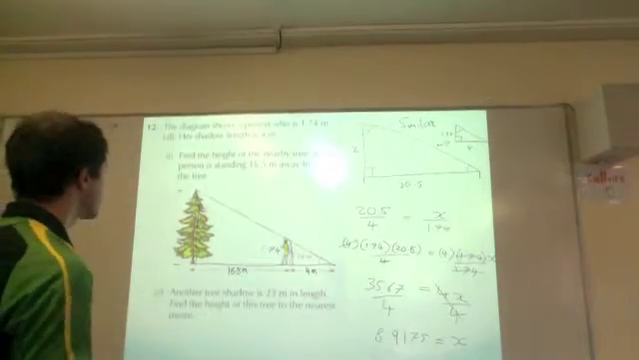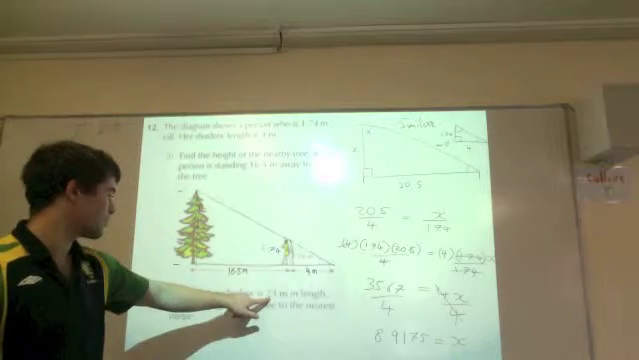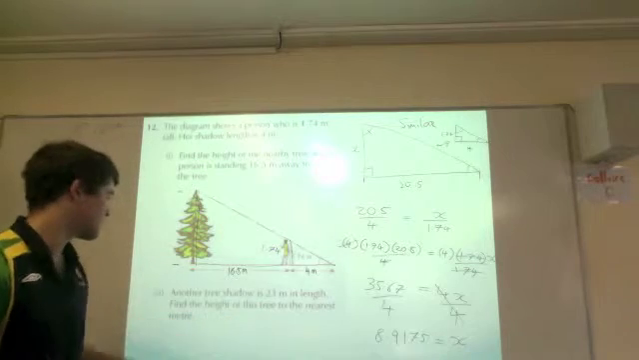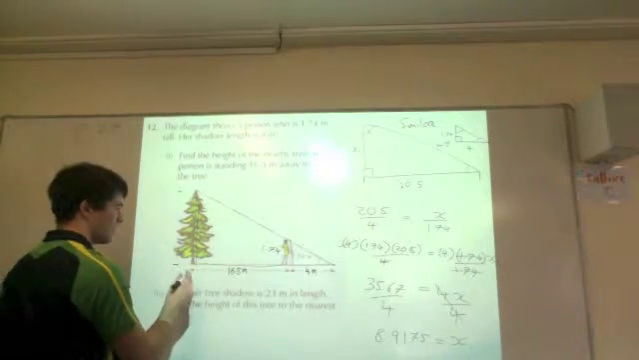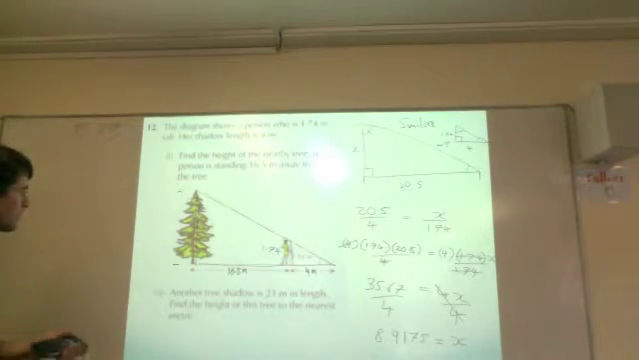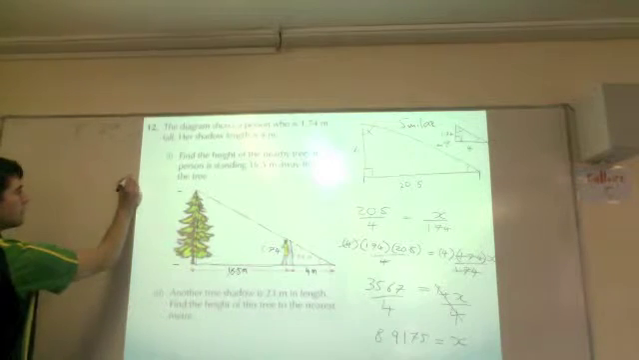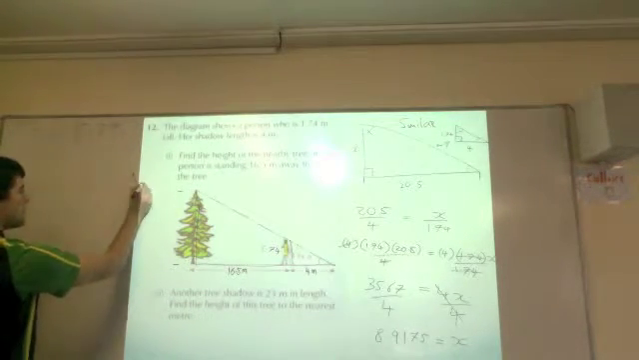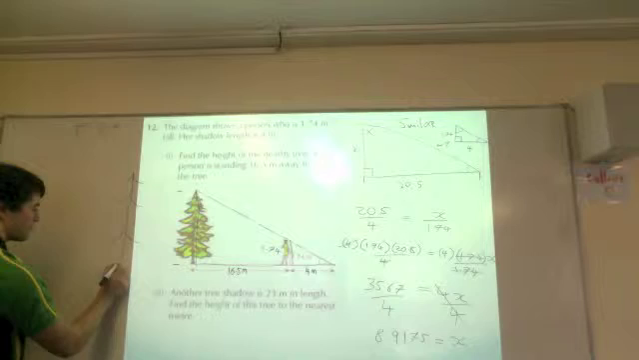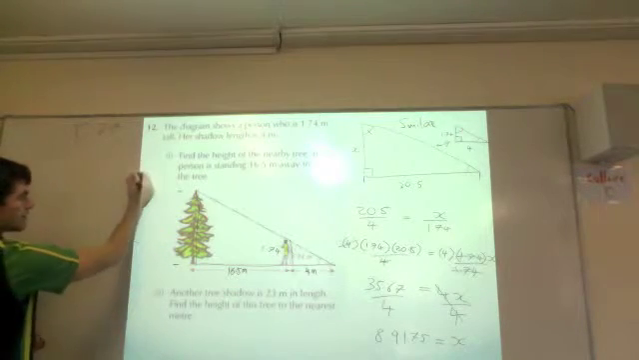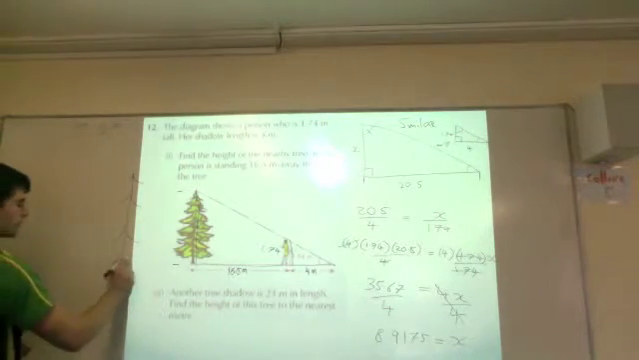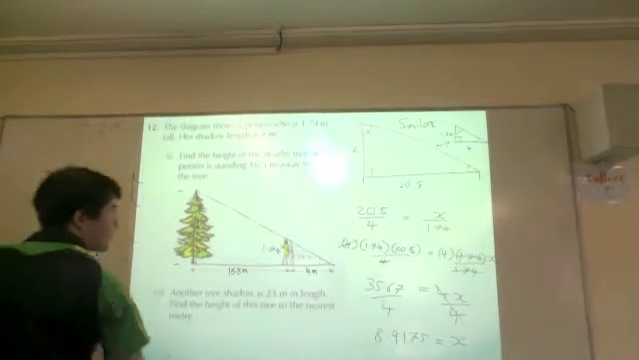Alright, that's part 1. So, part 2, another tree shadow is 23 meters in length. Find the height of this tree to the nearest meter. Okay, so, presuming that the sun is in the same place and is casting the same shadow on all the trees, we have another tree that we know is on the same level of ground, same angle, and the shadow is 23 meters long. So I'll do it up here.